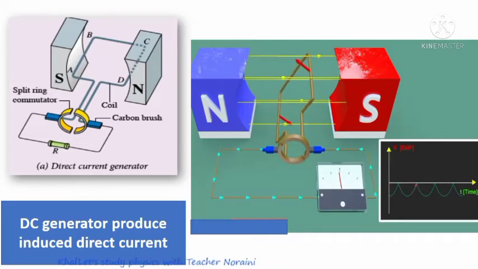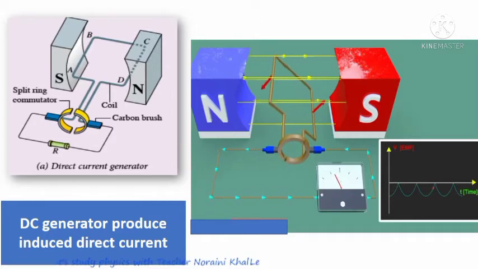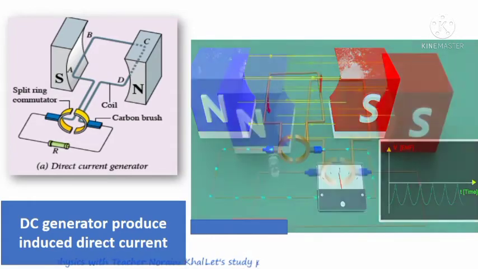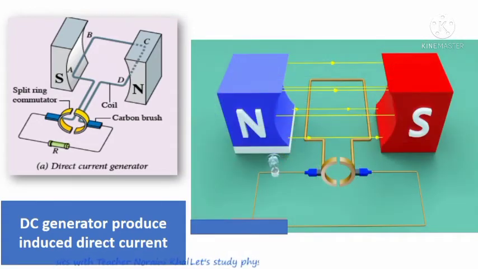So as you can see from this activity, the function of the commutator is to ensure that the current produced in the external circuit is flowing in the same direction, or produces direct current. So this is how DC generator produces induced direct current.